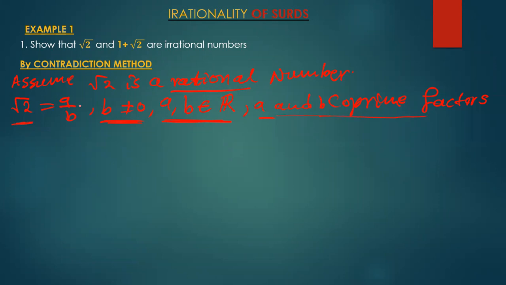If we discover that there's a number that goes into both A and B, then we conclude that the root of 2 is not a rational number, hence it's an irrational number. Or if we find that the denominator is equal to 0, we conclude that it's not a rational number, hence it's an irrational number.